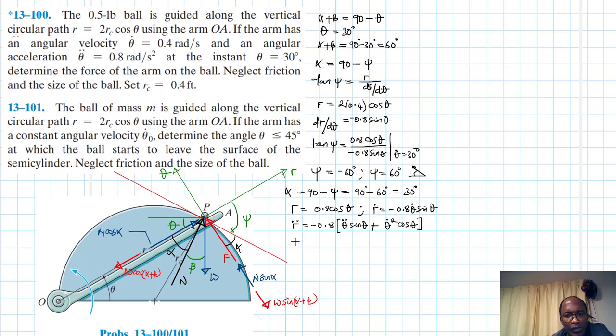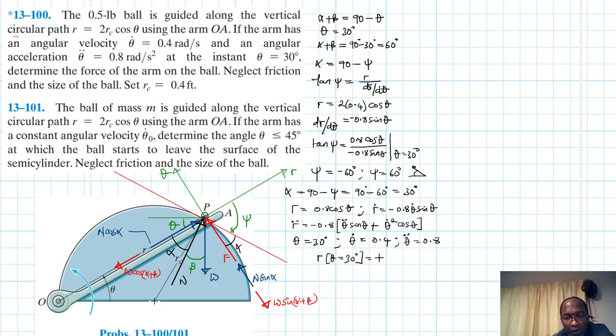Right. Then we know that our theta is equal to 30 degrees. Our theta dot is just equal to 0.4, and theta double dot is equal to 0.8. Therefore, r at theta equal to 30 degrees is just equal to 0.8 cos 30.